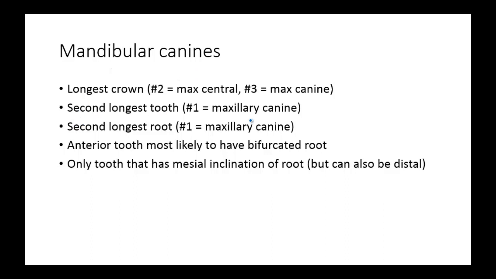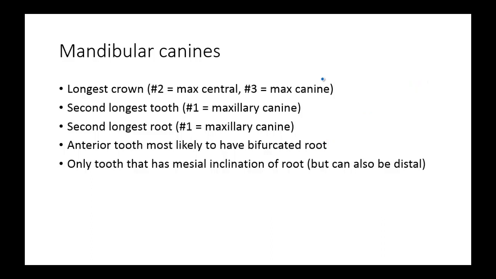And for the longest root, it's the maxillary canine, so the mandibular canine has the 2nd longest root. And then the mandibular canine is the anterior tooth most likely to have a bifurcated root, and it's actually quite common that the canine does have a bifurcated root, so this is more of a developmental variant than an anomaly.